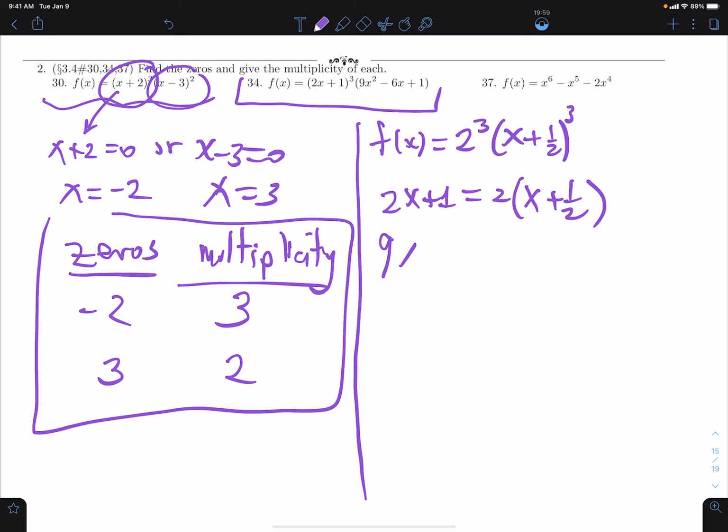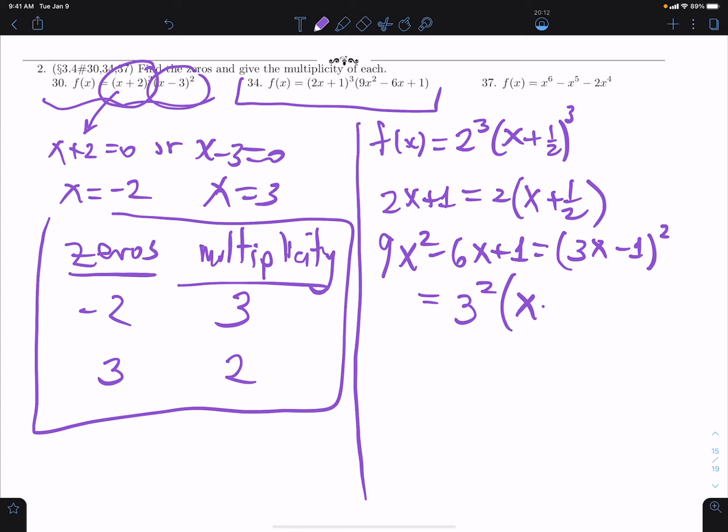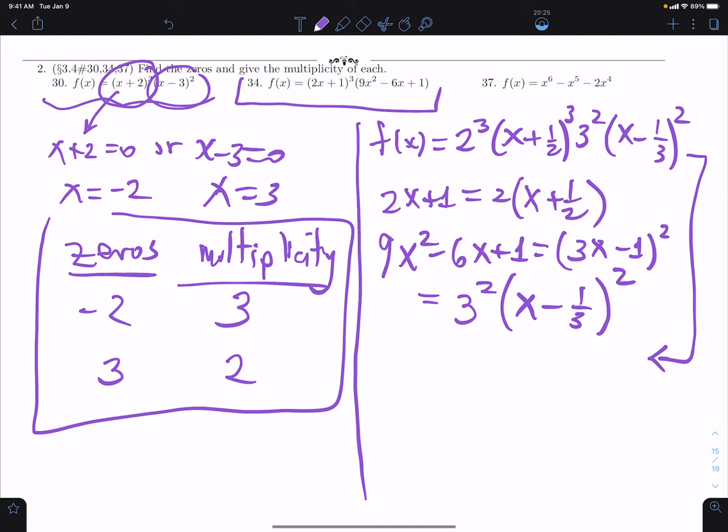And also 9x squared minus 6x plus 1, that's actually a perfect square. That's actually 3x minus 1 quantity squared. And I can factor out that 3 squared times x minus 1/3 squared. And so I'll have a 3 squared times an x minus 1/3 squared. And this will let us write out the zeros and their multiplicity very easily.